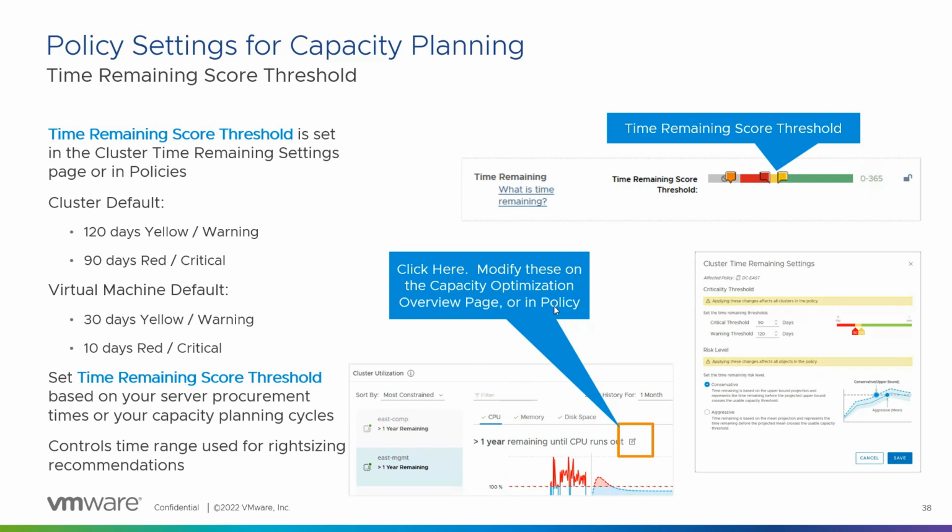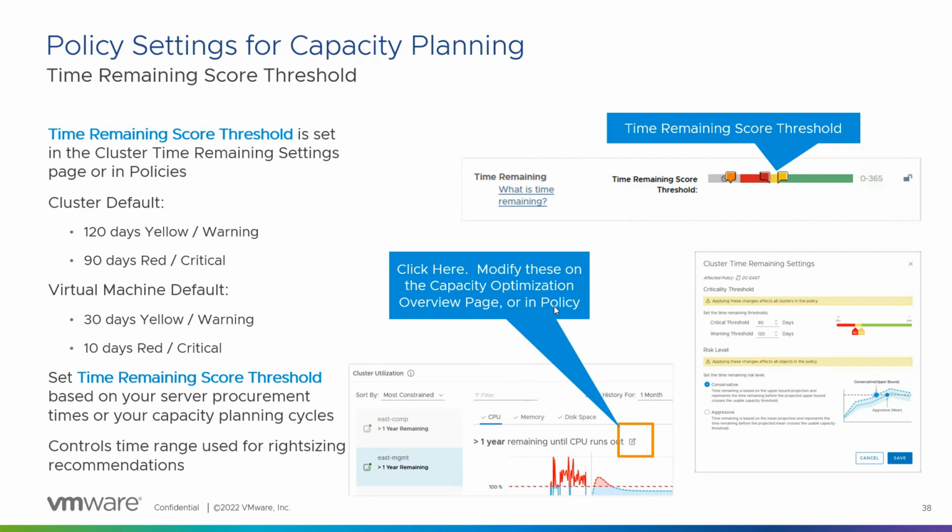So, like I said, this is to give you that proactive warning. At the cluster level, it gives you time to go and purchase new hosts, get them online, configured, ready to go. And at the virtual machine level, that gives you time to go and right-size the virtual machine before it runs out of capacity.